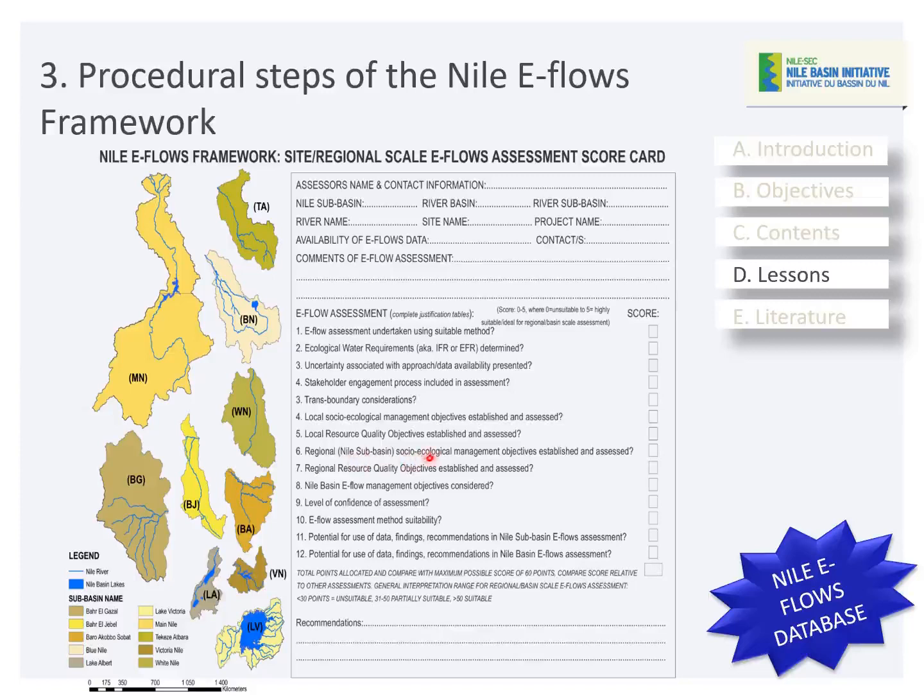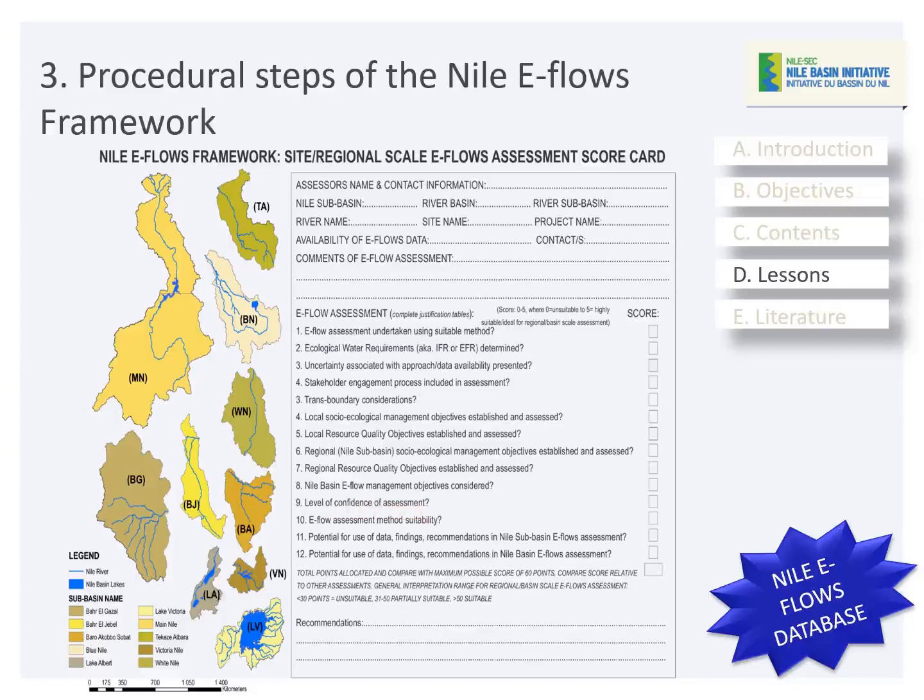On a regional Nile sub-basin level, were socio-ecological management objectives established and assessed? Were regional resource quality objectives established and assessed? Have the Nile Basin eFlow management objectives been considered? That's on a basin scale, because that's what we're really trying to encourage with this framework, that people start to consider that they're part of a larger system and need to manage their water resources in the context of the management of the entire basin. That is something that is being worked towards.